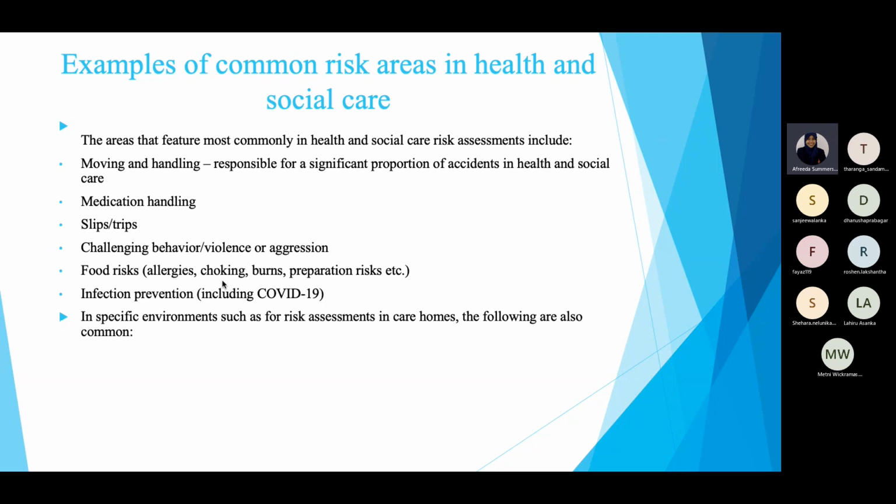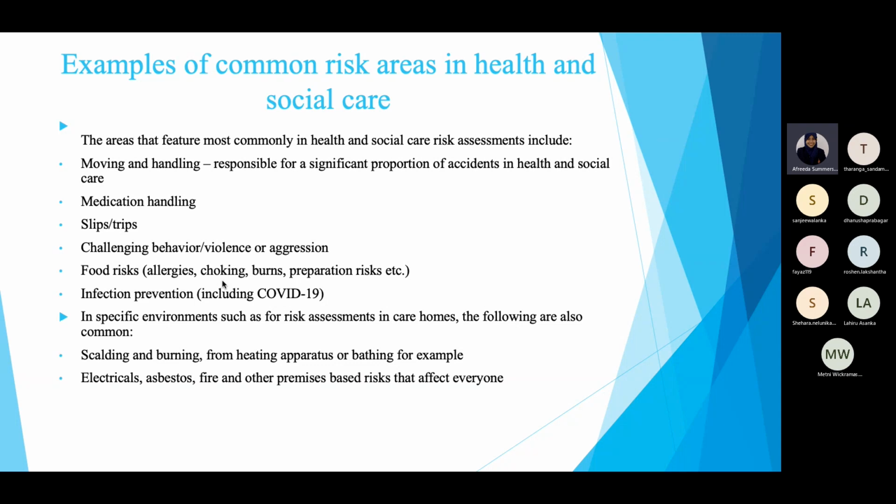And in specific environments, such as for risk assessment in care homes, the following are also common. You can have burning, like through heat apparatus. Like in Sri Lanka 4 or 5 months ago, there were a lot of gas explosions because of the wrong chemicals being mixed, right? So that can happen in a household. And electricals, asbestos, fire, those are the things that can take place. Yeah, so those are the common risks in health and social care, not just health, but in social care, which is why we go into other workplaces or other households.